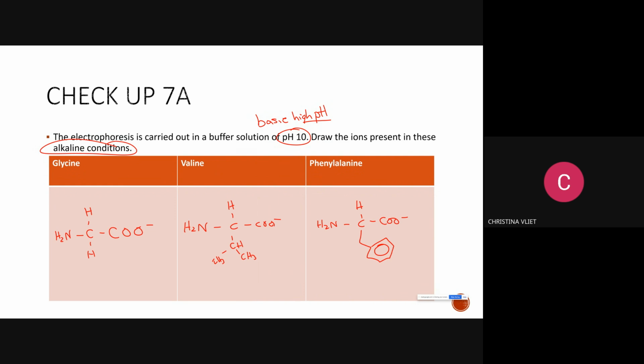So I'm going to give you time to write that out. It's literally just the same things, but you took the H plus away from the acidic group because you're in a basic pH, which is why I said from last lesson you kind of had to get that down for what we're about to do now.